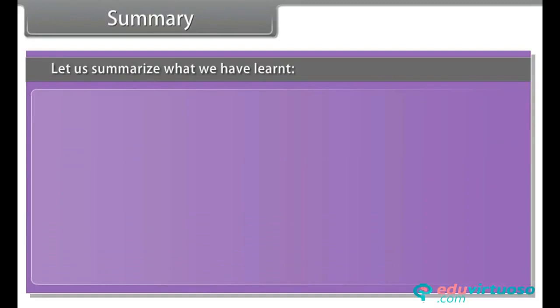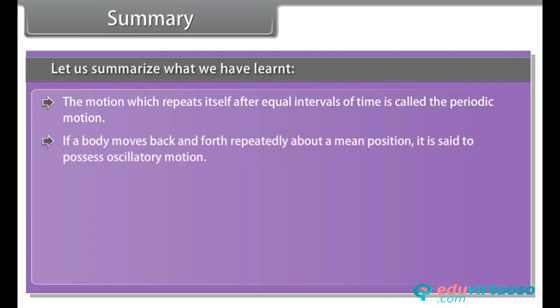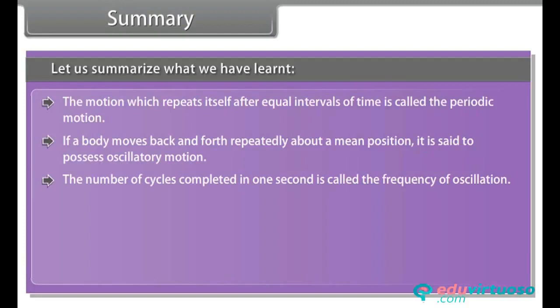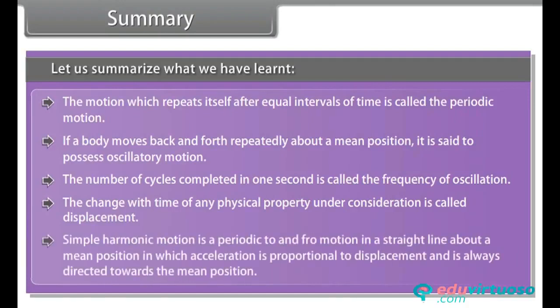Summary. Let us summarize what we have learned. The motion which repeats itself after equal intervals of time is called the periodic motion. If a body moves back and forth repeatedly about a mean position, it is said to possess oscillatory motion. The number of cycles completed in 1 second is called the frequency of oscillation. The change with time of any physical property under consideration is called displacement. Simple harmonic motion is a periodic to and fro motion in a straight line about a mean position in which acceleration is proportional to displacement and is always directed towards the mean position.